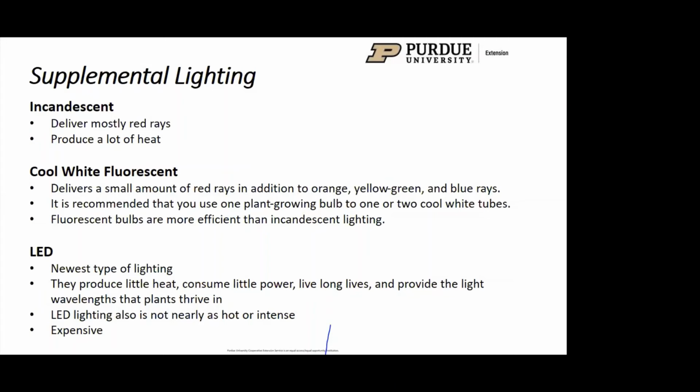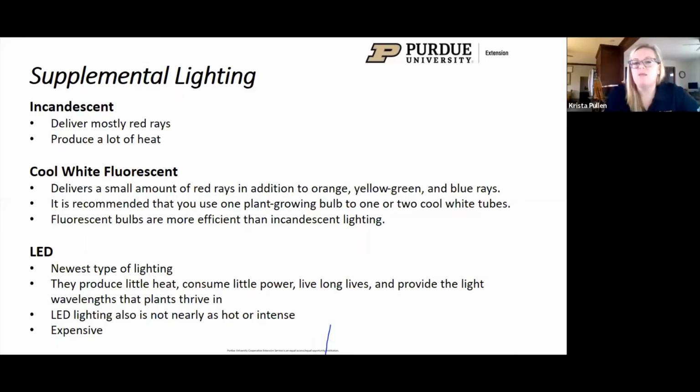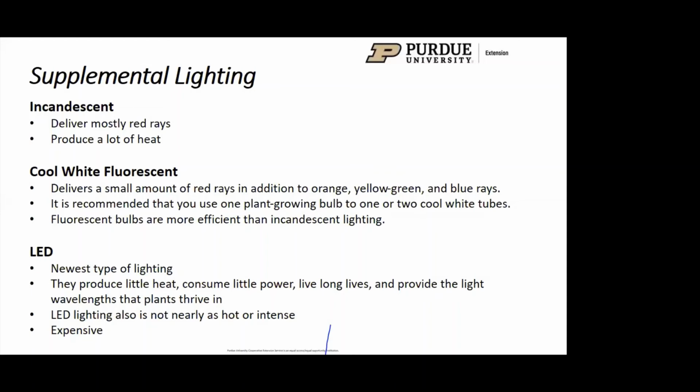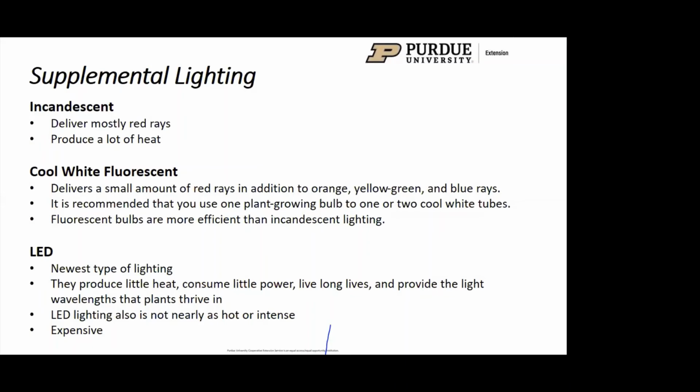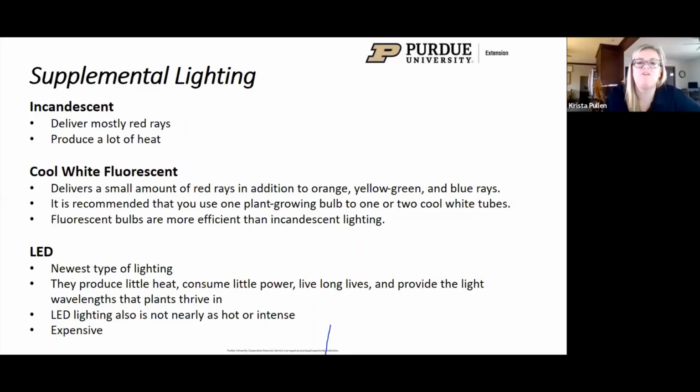This type of light delivers a small amount of red rays in addition to orange, yellow, green, and blue rays, and it's a better choice for indoor lighting systems. The fluorescent bulbs are used especially in combination with a special fluorescent plant growing light, because they provide that distribution of red and blue rays. So they can make your growing system a lot more efficient.